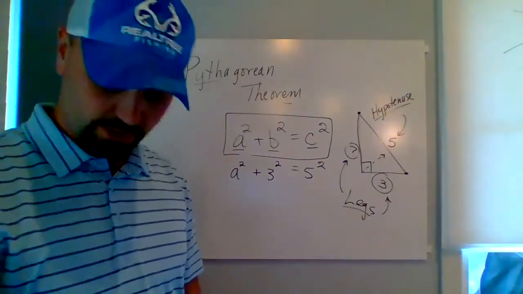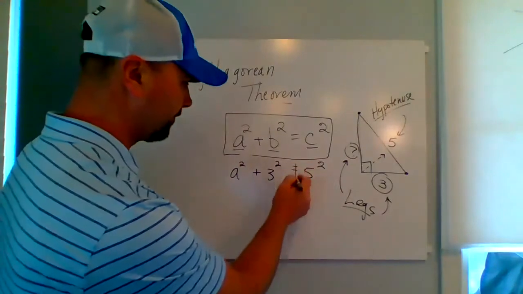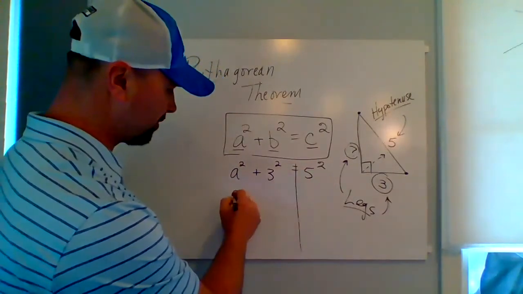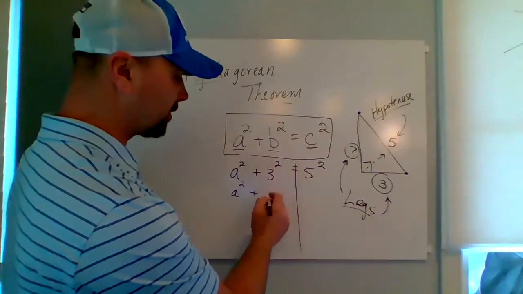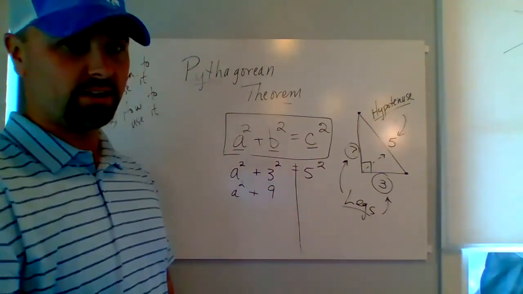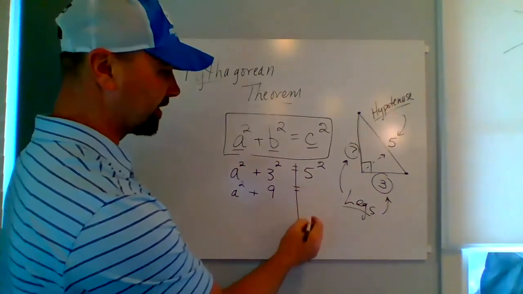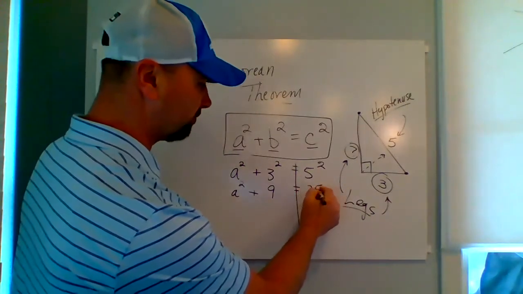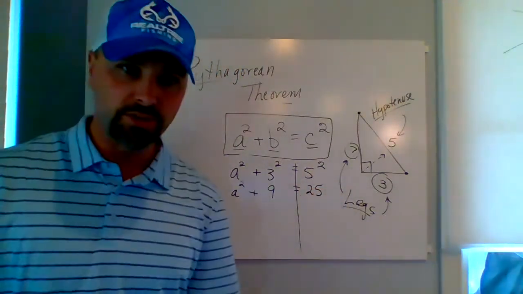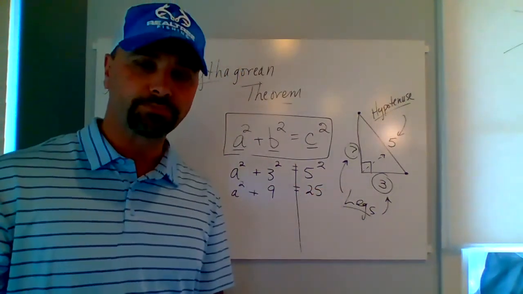Now it's just a matter of doing the math. I don't know A squared, so I'm going to bring that down. Bring down your addition sign. 3 squared, 3 times 3 is 9. Bring down your equal sign. 5 squared, 5 times 5 is 25. Not much different than how we solved the first problem.